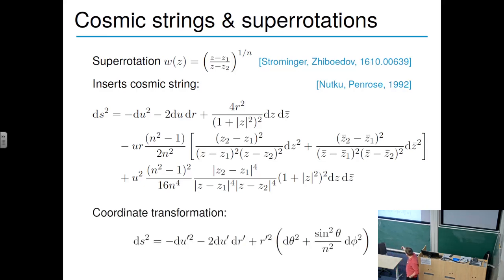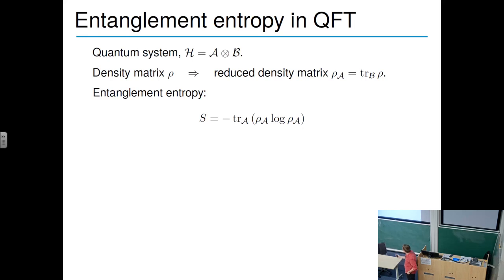It's related by a coordinate transformation to this metric, which you might more readily recognize as a cosmic string. But the key point about this complicated metric is that at large r, you have the Minkowski metric, so it's asymptotically flat. Okay. And now for something completely different.